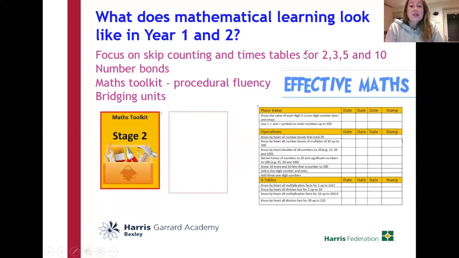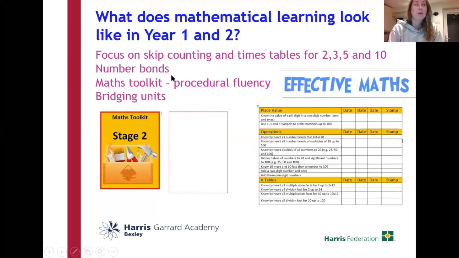We focus on skip counting, times tables, 2s, 3s, 5s and 10s, knowing them inside out, being able to count 3, 6, 9, but also knowing that if you've got 2 plus 3 makes 5, plus 3 makes 8, and being able to skip count in that way is so, so important.